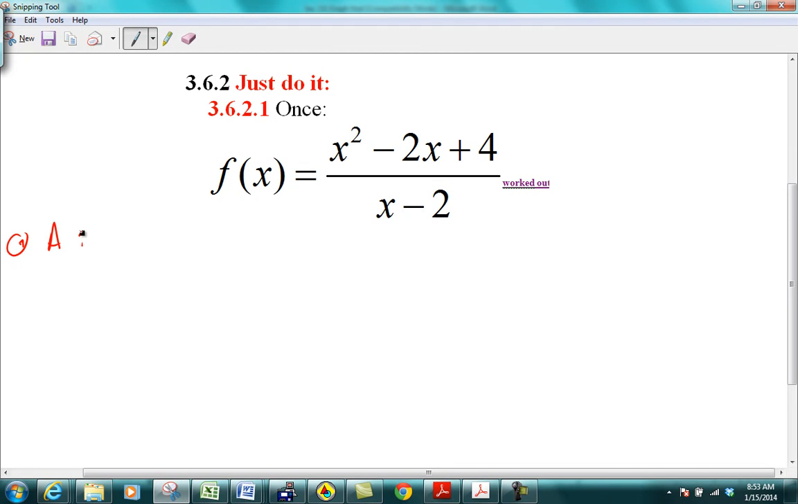And I think when you're looking at the domain, we saw clearly that x cannot be equal to 2, so the vertical asymptote is equal to x equals 2. Okay.